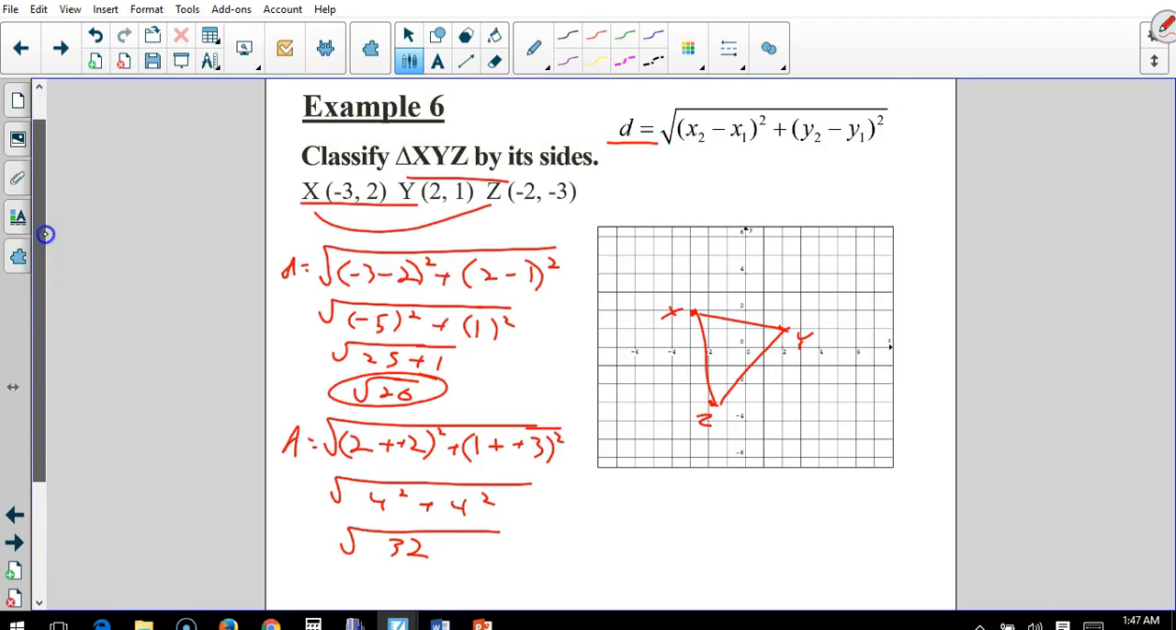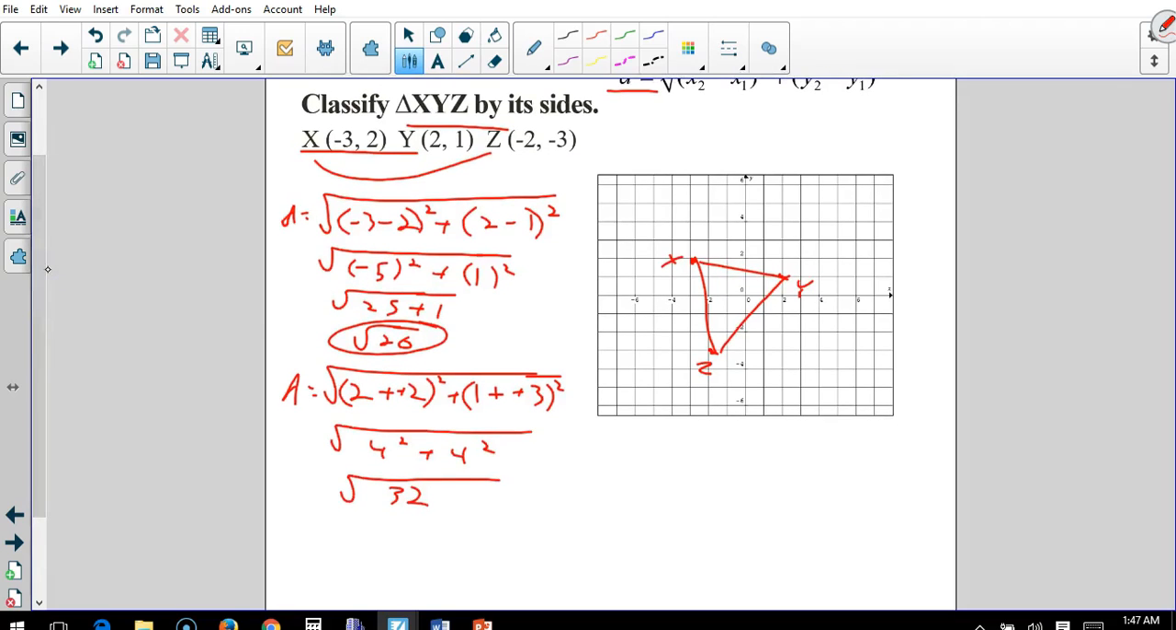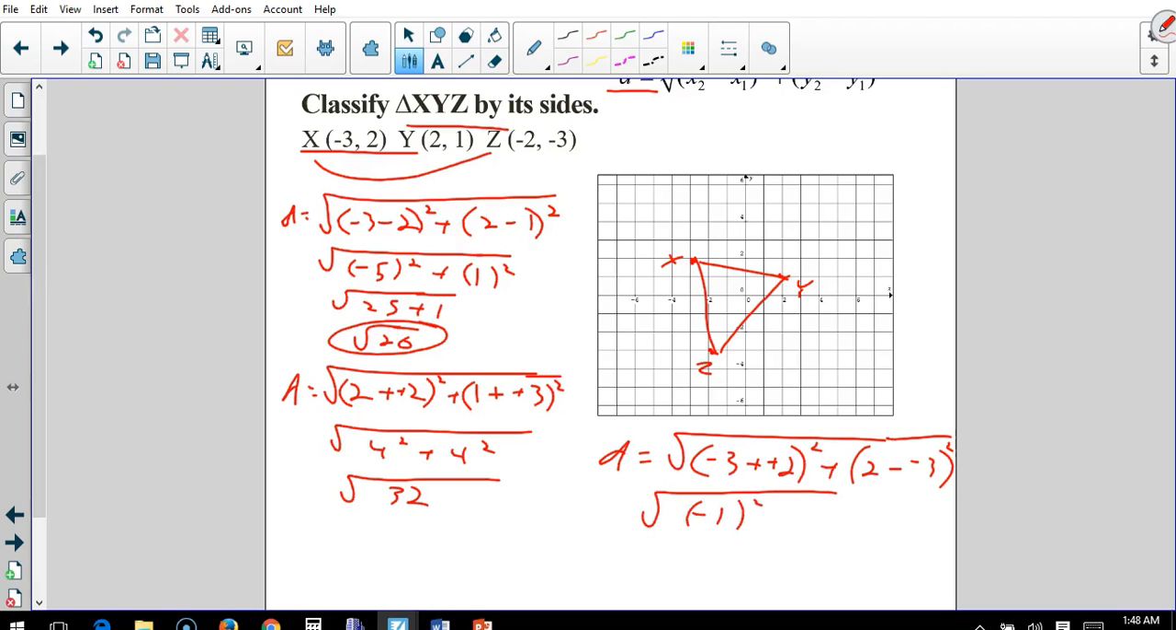And now I'm going to do xz. So -3 minus -2 squared plus 2 minus -3 squared. Well, that gives me, remember this becomes plus, -3 plus 2 is -1 squared plus 5 squared. So that becomes 1 plus 25, which is 26.